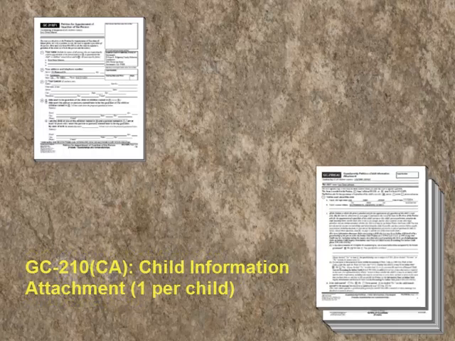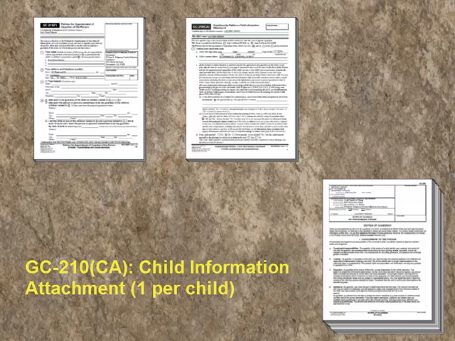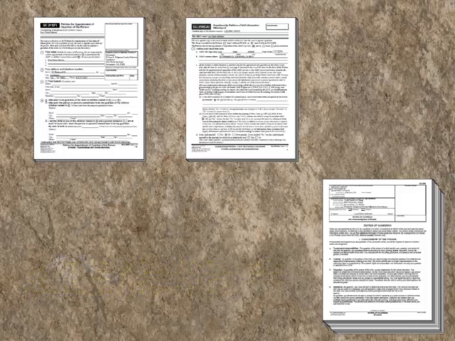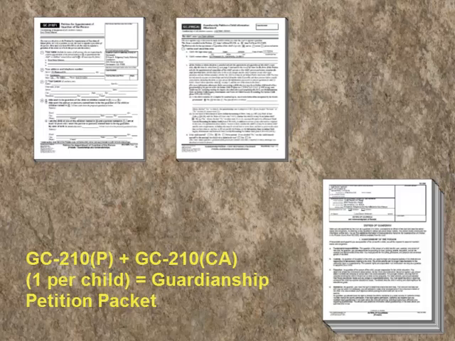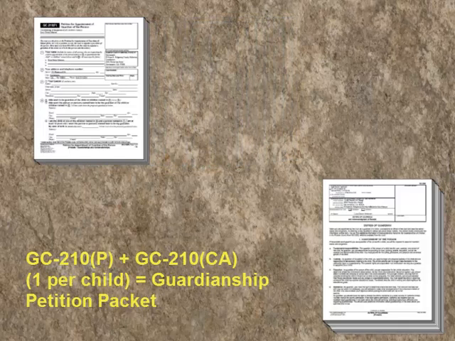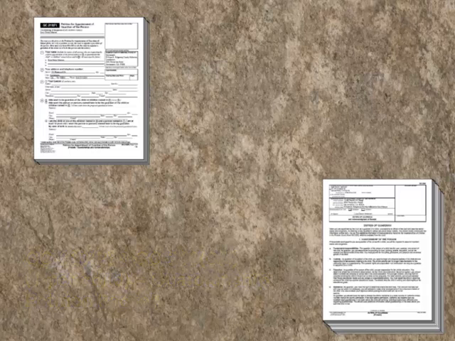Below that should be Form GC-210CA, Child Information Attachment. This form is 5 pages long and is attached to the Petition for Appointment of Guardian of the Person. Place these 5 pages below the petition so that the combined packet is 9 pages plus any attachments you might have inserted. If you are seeking guardianship of more than one child, a separate 5-page attachment is completed for each child and would be placed below the previous attachment.